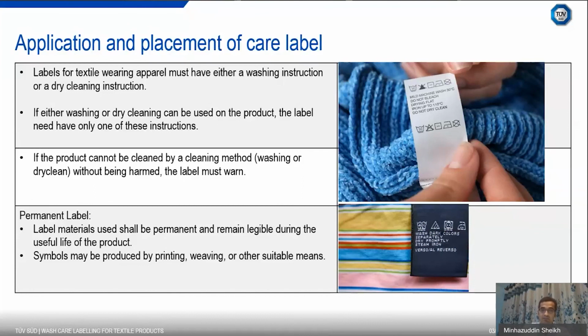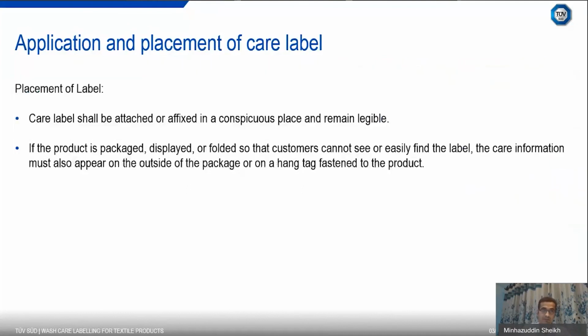Label material must be permanent and it should be legible and remain permanent throughout the useful life of the product. And the care label must be affixed in a conspicuous place, which means it should be easily accessible, in the similar way as ISO standards. And if the product is packaged and displayed inside the package and the care label is not accessible on the garment, then care information must be printed on the package as well, or on a hang tag.